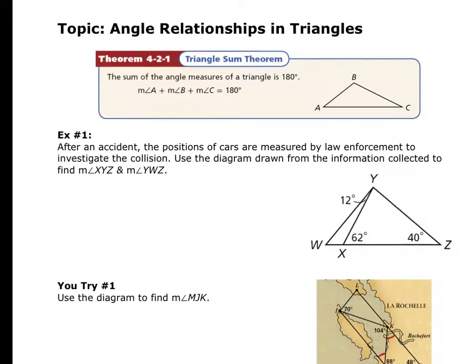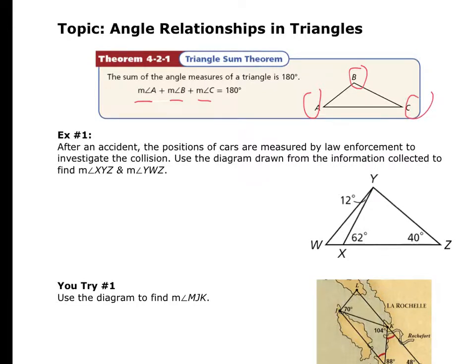Hey guys, today we're going to be talking about angle relationships and triangles, and you're just going to be learning a few different theorems that talk to you about properties of triangles. The first one's very simple, and one you should probably be really familiar with. This theorem says that the three angles of the triangle will always add up to be 180 degrees. So these three always add up to be 180.